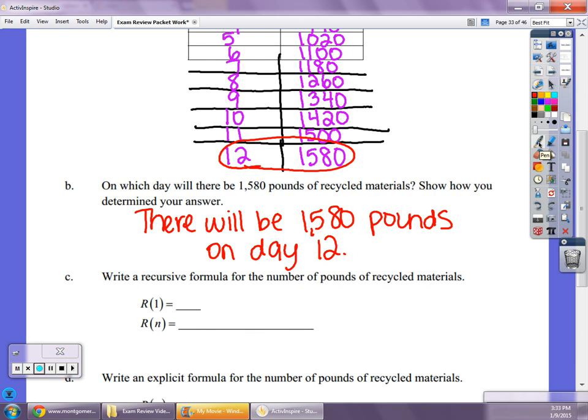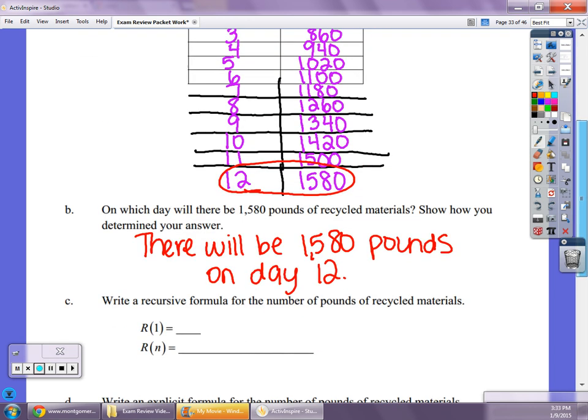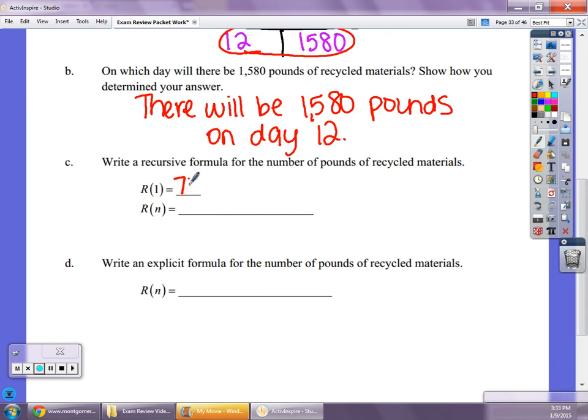Okay, so our recursive formula for this one is going to start with 1. So we know that on day 1 we had 700 pounds. And we know that we were adding 80 to the previous term. Okay. All right, and in our explicit formula, and this formula is on the front of your review packet, we started with 700, and we're adding 80. Again, we're going to use that previous term here.